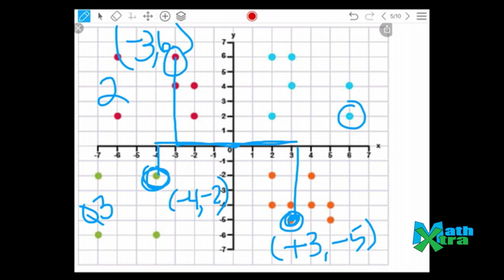Notice that there are 2 negative signs in quadrant 3. You can always remember where each point is according to the quadrants. If they're both positive, they'll be in quadrant 1. If they're both negative, they're in quadrant 3. If the first one is negative and then positive, it will be in quadrant 2. And if it's positive and then negative, it'll be in quadrant 4, which is also that Roman numeral IV, okay?